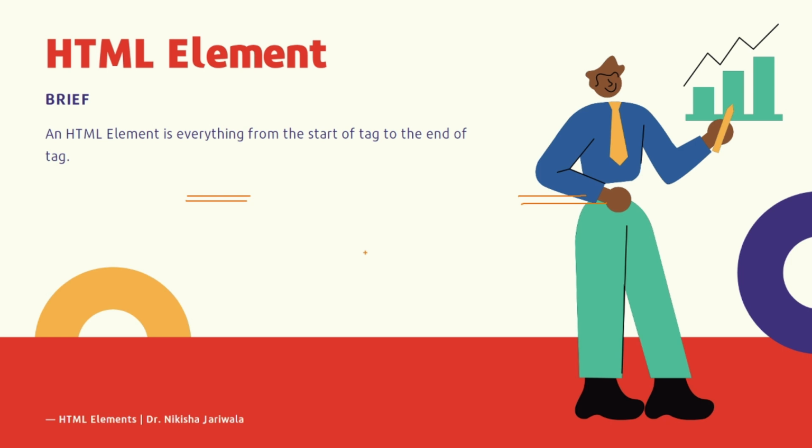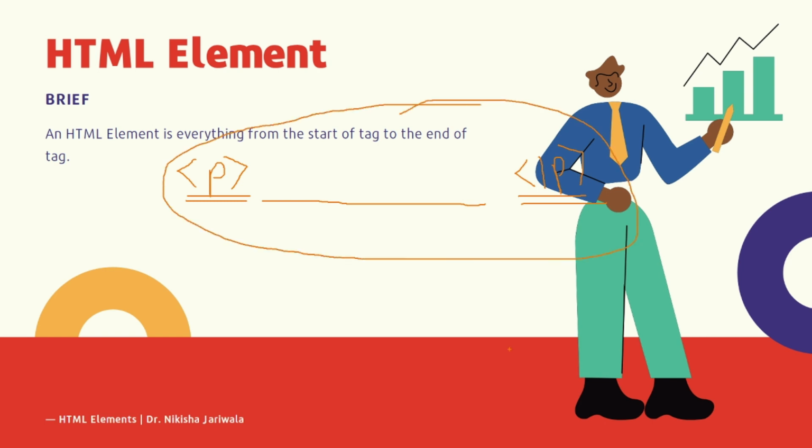For example, yesterday we saw the paragraph tag, right? So the same thing we will consider over here. As I have told, an HTML element means whatever we write from the start of the tag to the end of the tag. So we will consider the paragraph tag. This is the start of the paragraph tag and this is the end of the paragraph tag, right? And in between we write the paragraph that we want to display on our web page. So this whole thing is considered as an HTML element. Again, I repeat, this whole thing is considered as an HTML element.